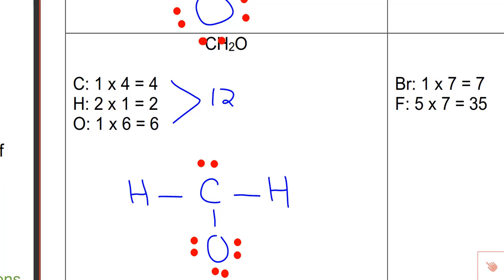I have 3 lines for a total of 6, and I have 8 dots. Altogether, that adds up to 14. That's too many. So now I need to erase. I can't erase from the hydrogen. There's no dots to erase, so I can only erase from the oxygen, and I also need to erase from the central to account for it, and I'm going to change the connection between them to a double bond. Now I have 4 lines for a total of 8 electrons and 4 dots. 8 plus 4 is 12, and we're good.